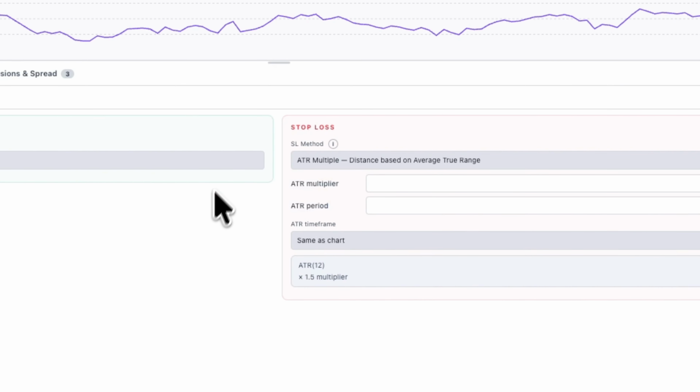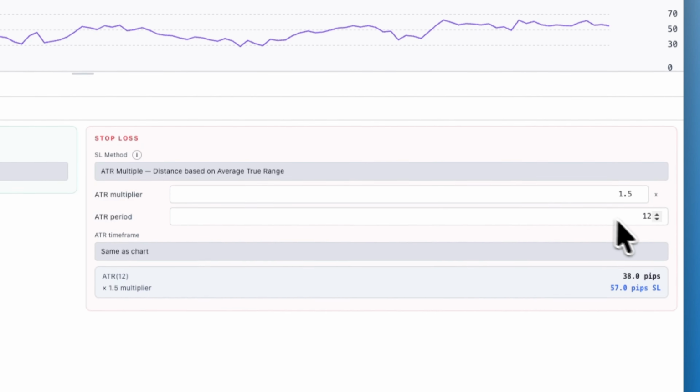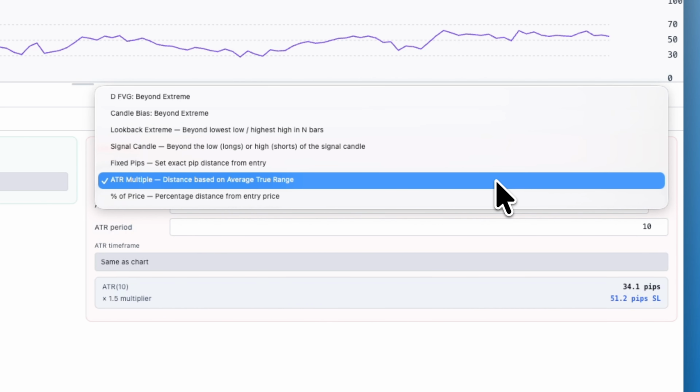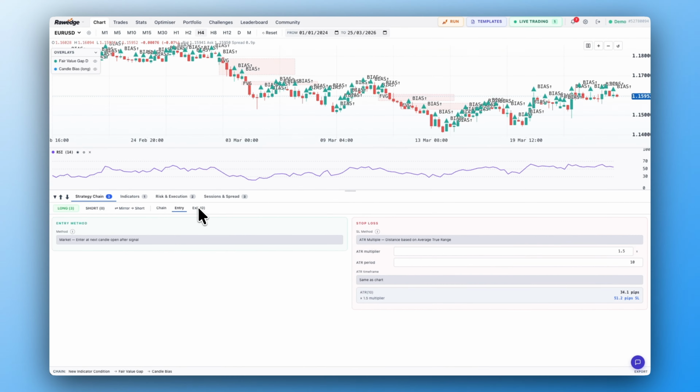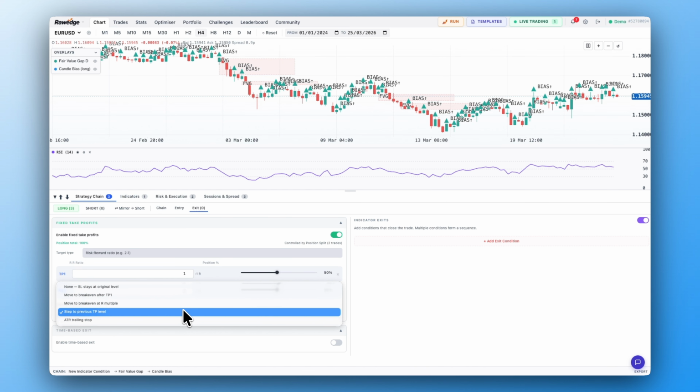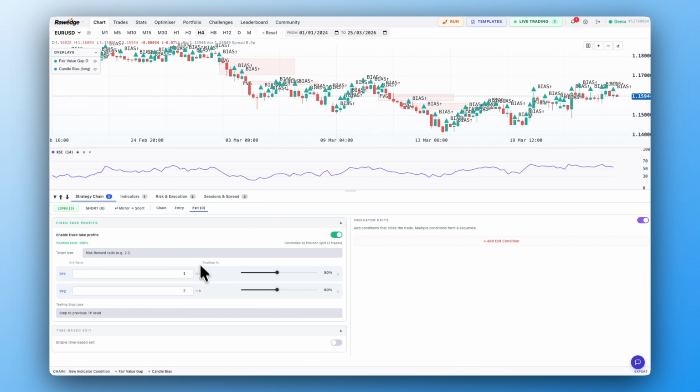For the stop loss, I'll use ATR at 1.5 times with the ATR period set to 10. There's about 7 different stop methods. Fixed pips, percentage, swing level, whatever suits your style. For take profits, I'll split across 2 levels. 50% at 1-to-1 and 50% at 2-to-1. That way you're banking profit as it moves, but still letting the rest run. I'll add a trailing stop that moves up to the last TP level each time one gets hit.